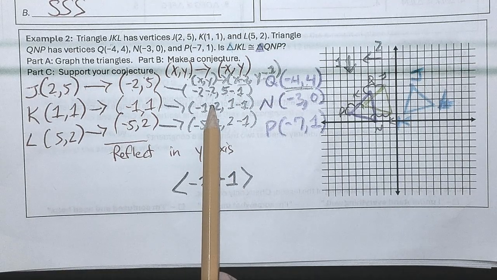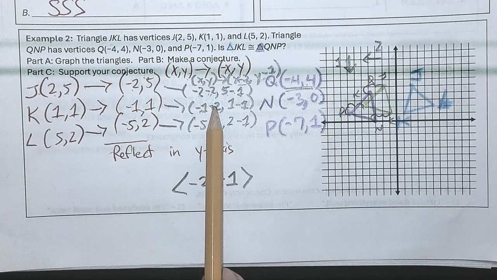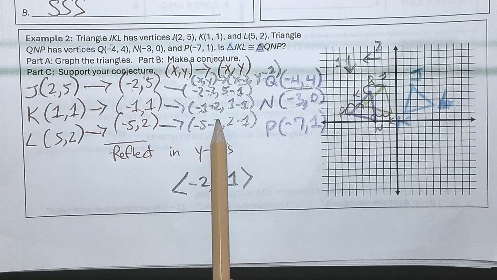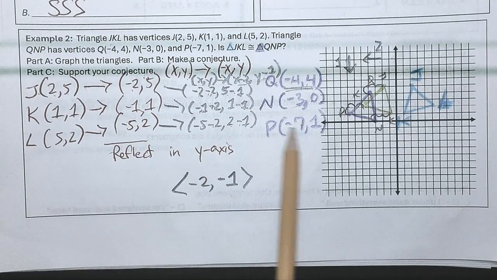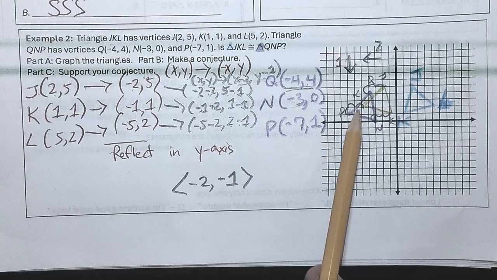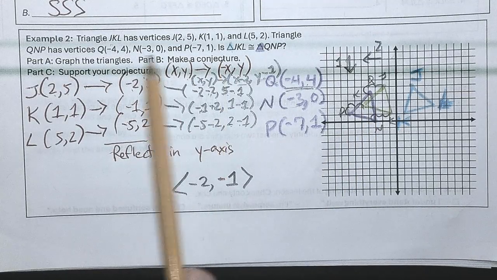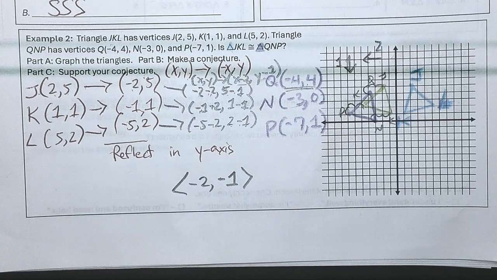Negative 1 minus 2 makes negative 3. 1 minus 1 is a 0. Negative 5 and a negative 2 make a negative 7. 2 minus 1 is 1. And then it lines up. So it goes from where they said it was to where they said it would be. Sorry, that took a little bit longer. I hope you got something out of that.